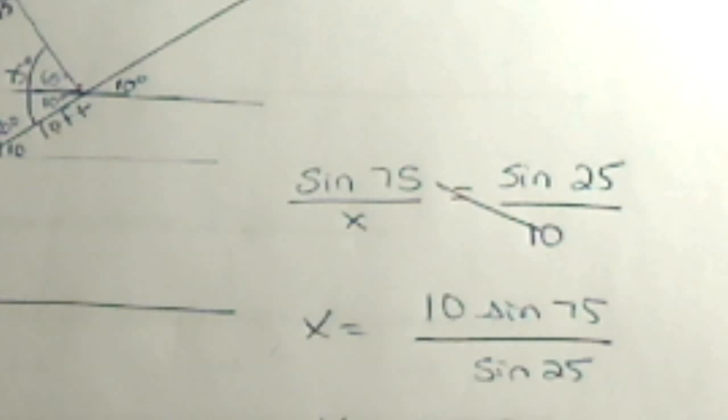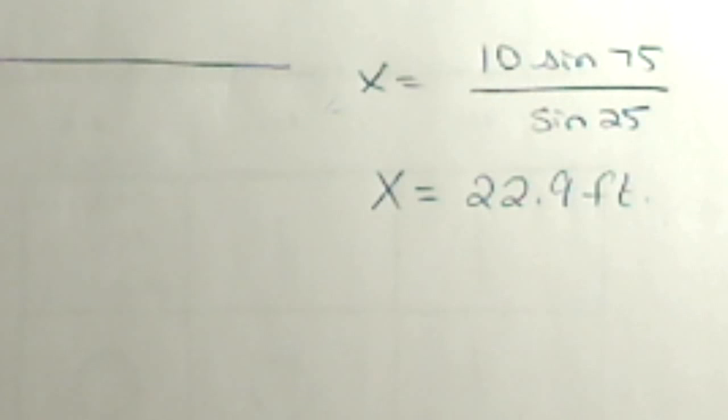Tomorrow I'll give you a couple of practice problems on these to work on your own, or I'll put them on the website. But that's the end of this lesson on how to solve the flagpole, tree, or any vertical object on a hill with law of sines.